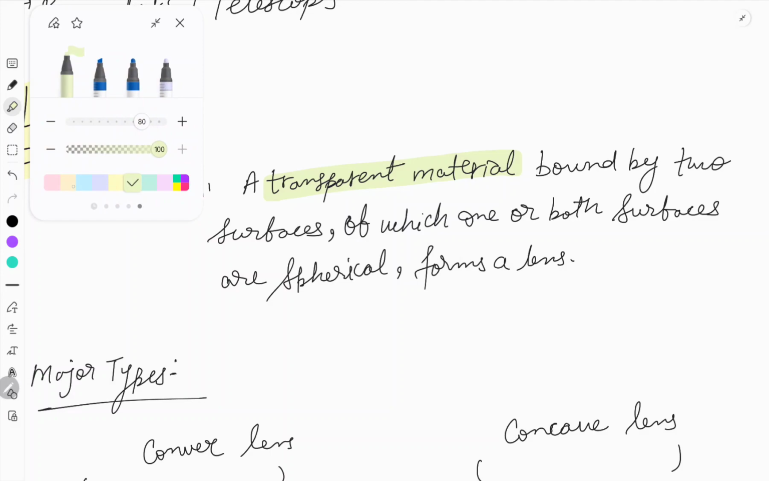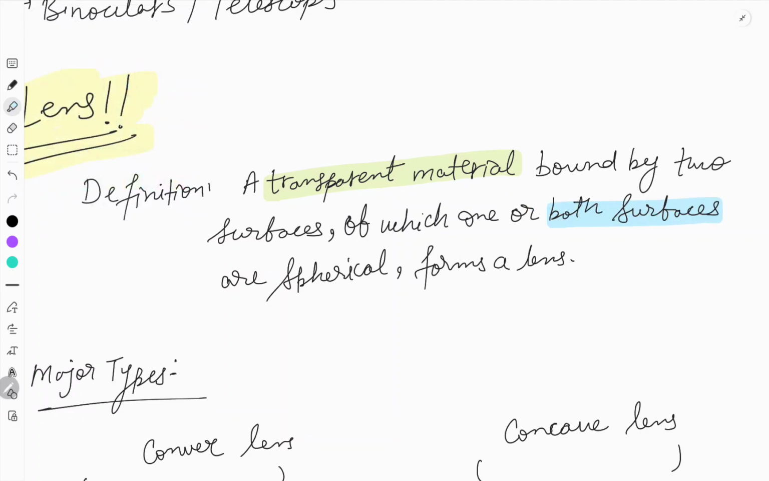Spherical, interesting. How can a surface be spherical? Don't you think our earth is spherical? Our earth is spherical, but it's saying that the surface of this transparent material is spherical. So how is that? It's not plane. If it was plane, then of course it wouldn't have been spherical. So that thing is called a lens.